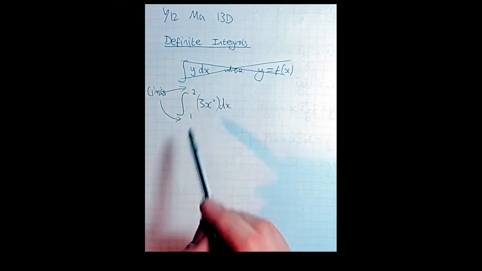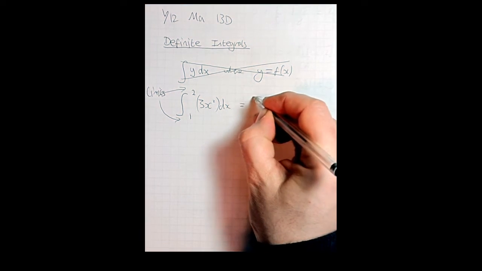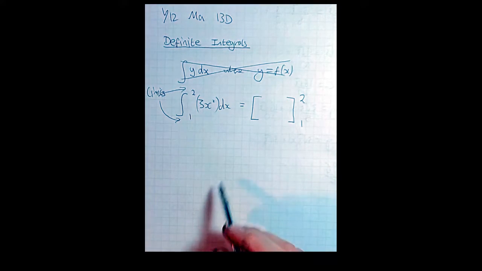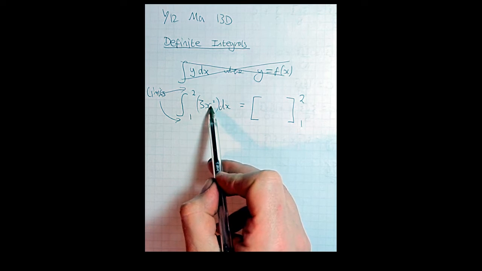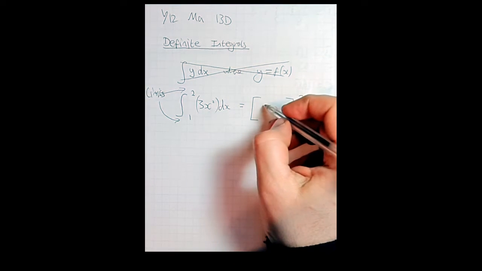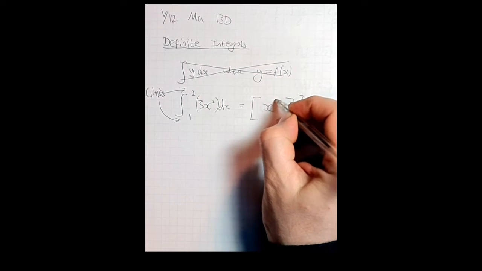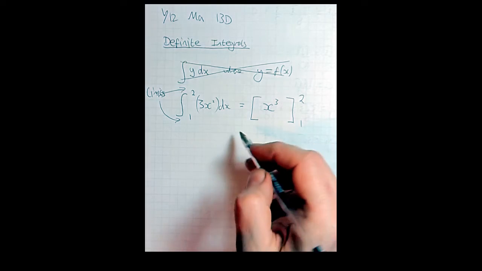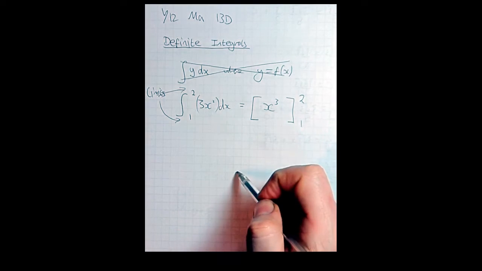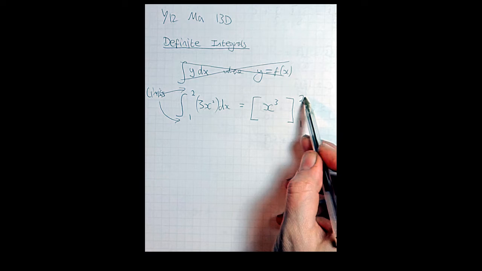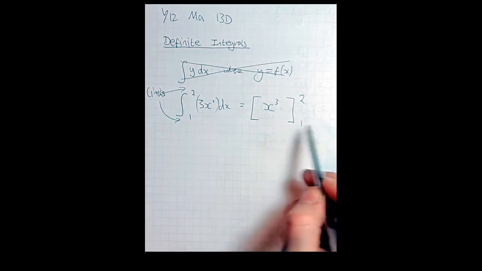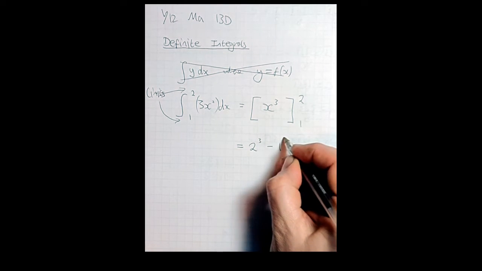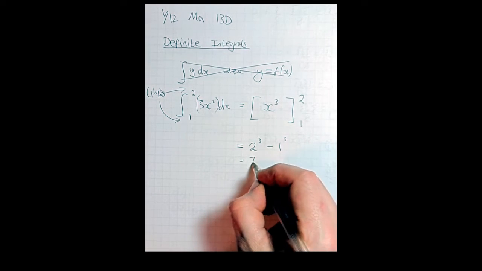So the process is this. In square brackets, I leave my limits there and I integrate the function. Remember, you increase the power, divide by the new power. So this will be x cubed because it's 3x cubed divided by 3. So you integrate, leave the limits in, then you evaluate at the top limit, you evaluate at the lower limit, and you subtract one from the other. So 2 cubed minus 1 cubed, which of course is 7.